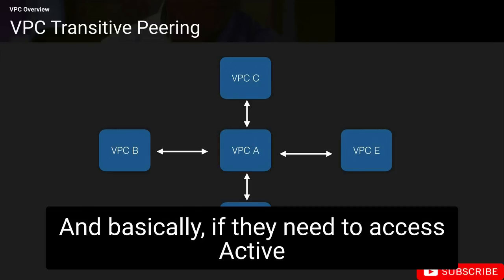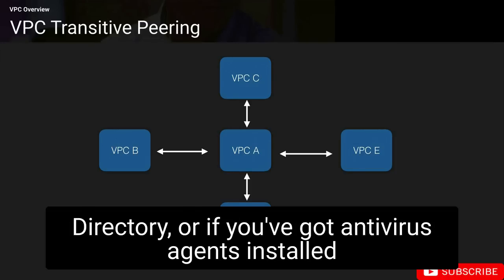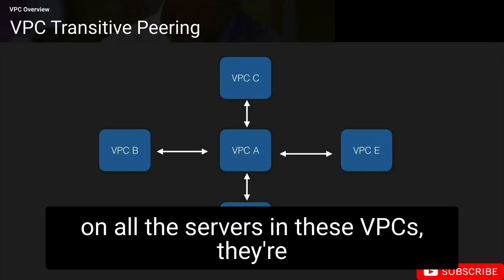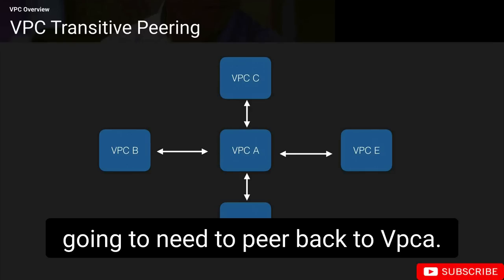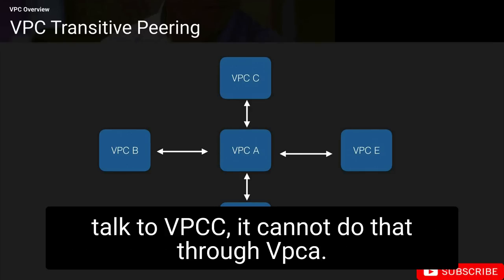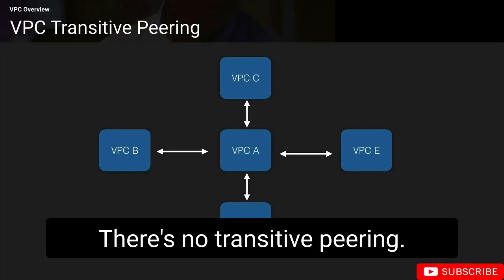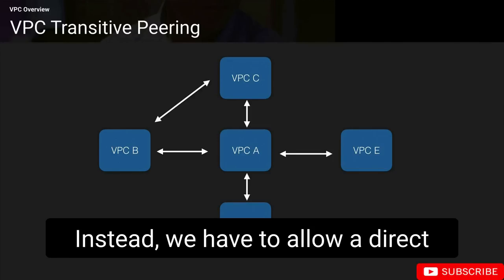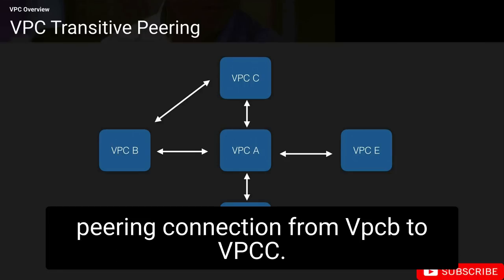And basically, if they need to access Active Directory, or if you've got antivirus agents installed on all the servers in these VPCs, they're going to need to peer back to VPC A. But if we have VPC B and we want it to talk to VPC C, it cannot do that through VPC A. There's no transitive peering. Instead, we have to allow a direct peering connection from VPC B to VPC C.